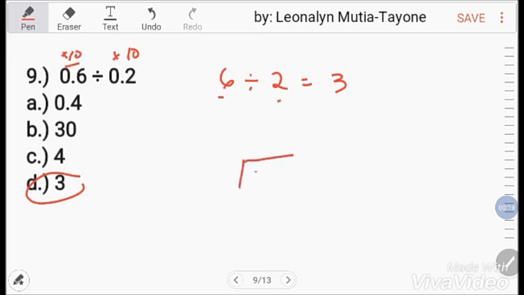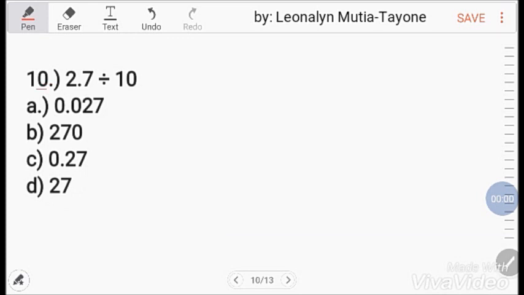Another way is, isulat mong ganito. At ito. So, kung ito nag-move ka ng isa doon sa right, mag-move ka rin ng isa sa right itong dividend mo. So, magpareho na silang whole numbers. Itong decimal na to, itaas mo lang din dyan, i-align mo. So, ngayon, 6 divided by 2, that is 3. 3 times 2, that is 6.